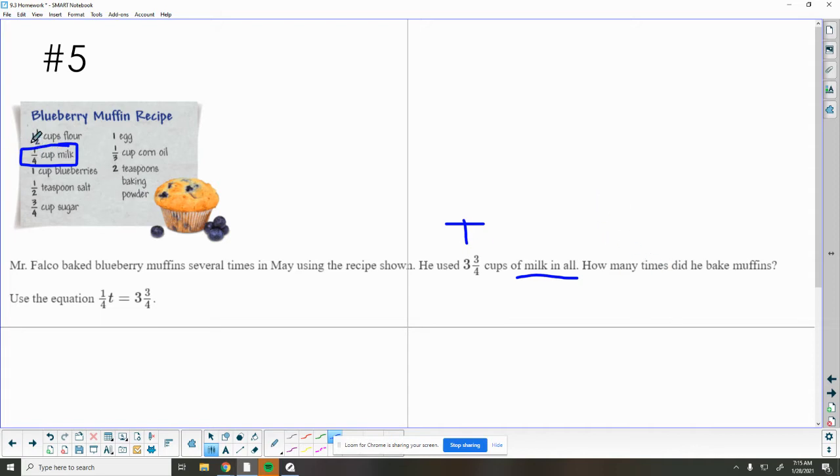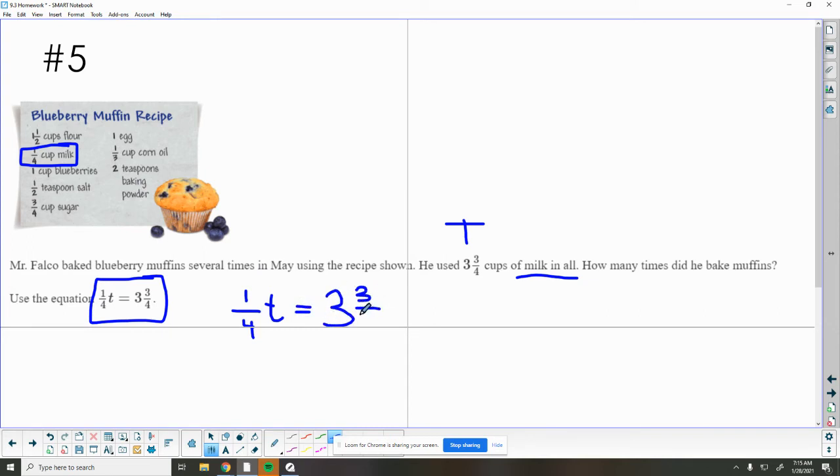So we're going to see how many groups of 1/4 go. Every time he used 1/4, we're going to times that by how many times he made muffins. And our total will end up being 3 3/4. So we're going to use this equation. Here we have 1/4 T. So we have 1/4 times T.